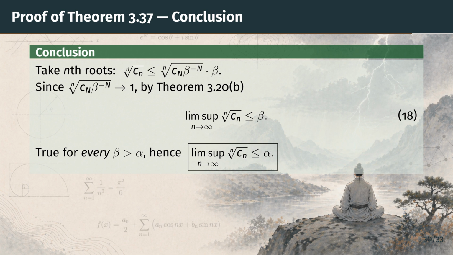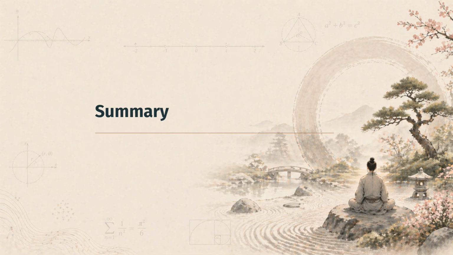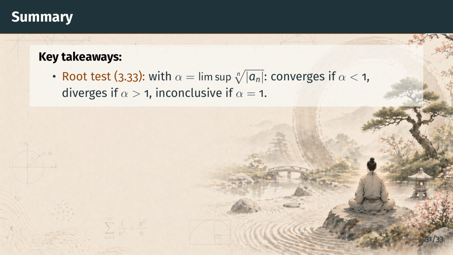Let's summarize. Let's gather the key points. First, the root test. Form the upper limit of the nth root of the absolute value of a sub n, and call it alpha. If alpha is below 1, the series converges. If above 1, it diverges. And if exactly 1, the test is inconclusive.